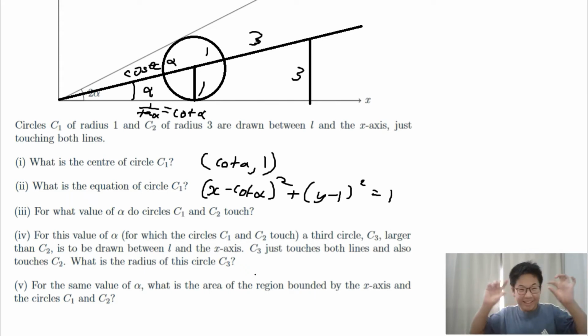We can actually enlarge this diagram by 3. So that means this will be 3, and then the radius of circle C3 is 9.